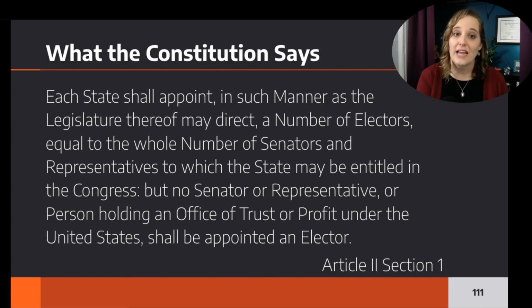Typically, each state has 2 sets of electors. They have a Democratic set of electors and a Republican set of electors. And whoever wins the popular vote in that state, those electors are the ones who actually get to go and vote on the day that the Electoral College votes, which is later in December.